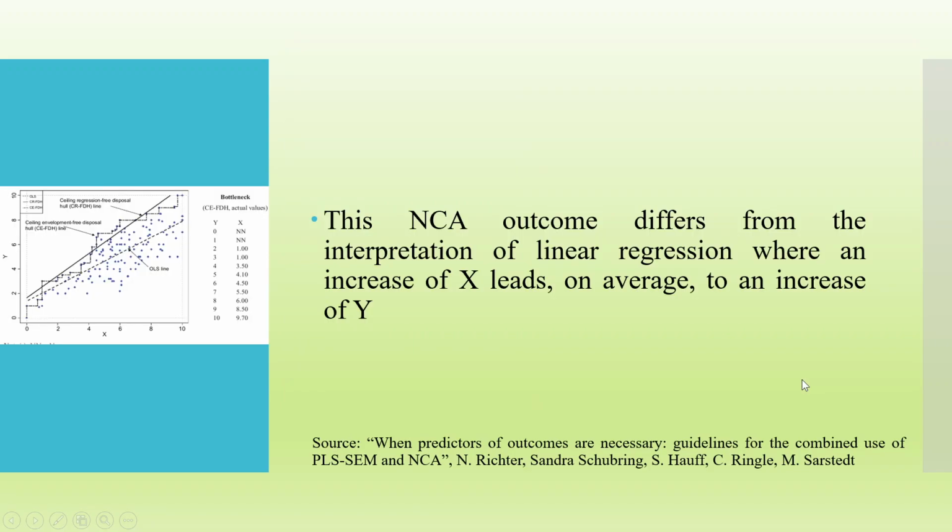The necessary condition outcome differs from the interpretation of linear regression, because in the case of linear regression, we are passing a line considering all the scatter points, and therefore an increase in X, that is the average increase in X, leads to an increase in Y.